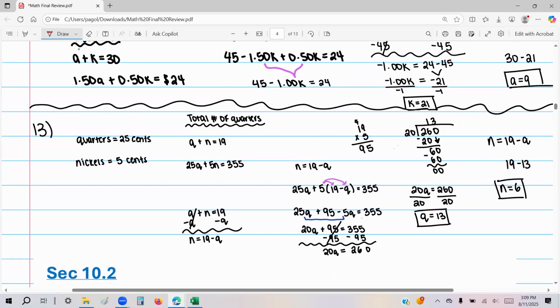So either you can use dollars or you can use pennies. Here she used pennies: 25 pennies for a quarter and 5 pennies for a nickel, with a total of 355 pennies for the dollars. And then again, you can use substitution or elimination. For some reason, she loves substitution.